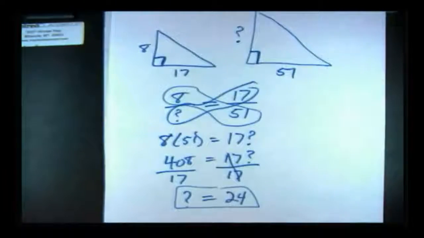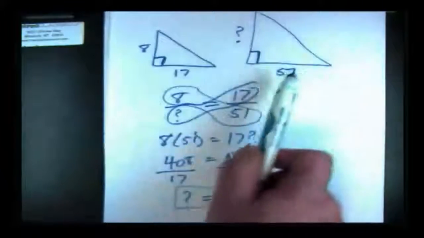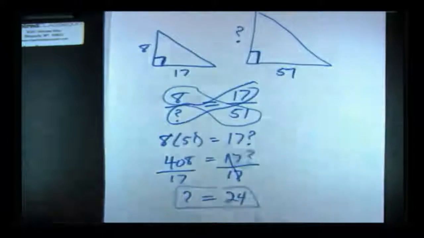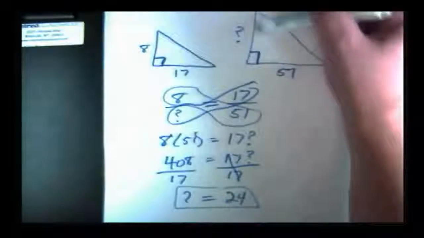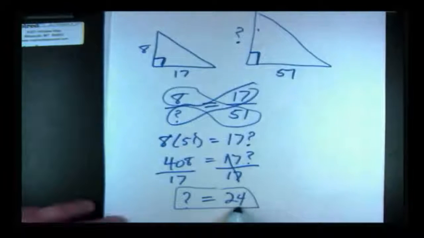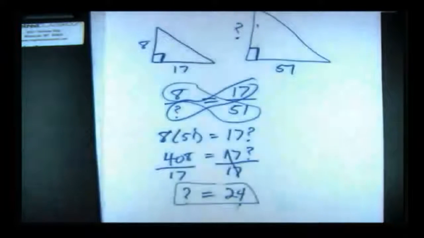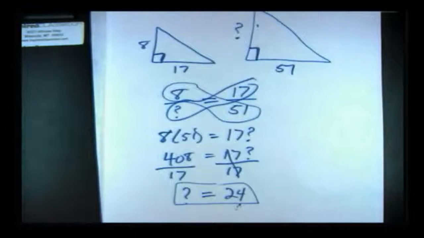Now that should make sense, because 51 is 3 times bigger than 17. 17 times 3 equals 51. So this side is 3 times bigger. If the triangles are exactly the same, then this side better be 3 times bigger than that side. Well, 3 times 8, that's 24. So I know that I've done this correctly because 17 is to 51 as 8 is to 24.